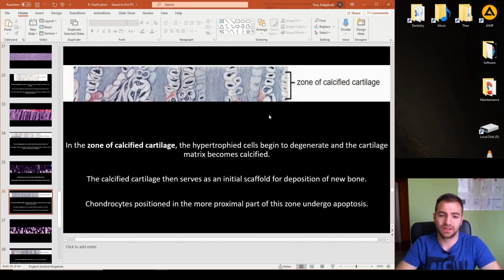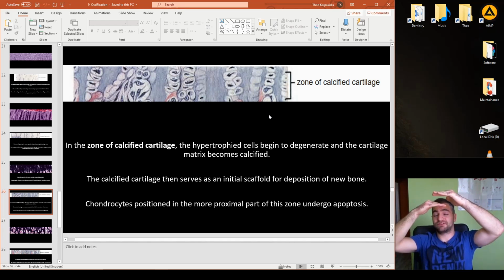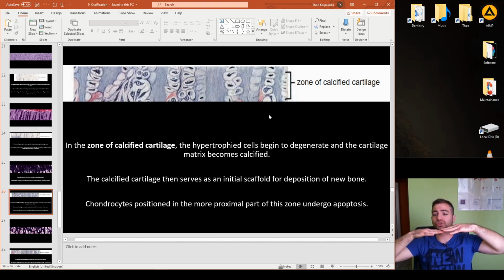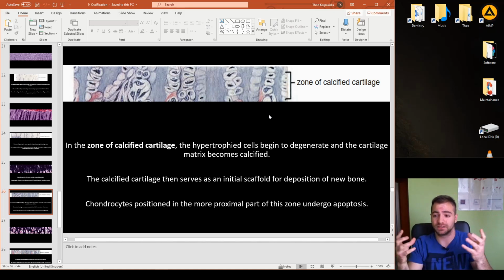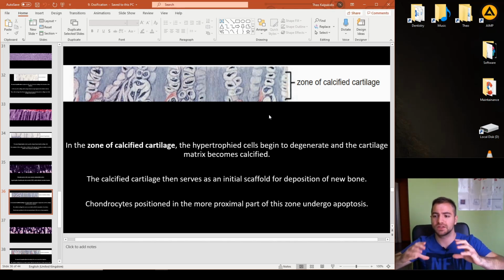So again, we have from the beginning the resting zone. In the resting zone, nothing happens. Then the proliferative zone, where the function is the elongation of the cartilage. As a consequence of this elongation, the next step is the zone of hypertrophic cartilage, where the cells accumulate glycogen, produce vascular endothelial growth factors, and then the last one is the zone of the calcified cartilage, where these cells will start dying. And we have the increasing amount of calcification.